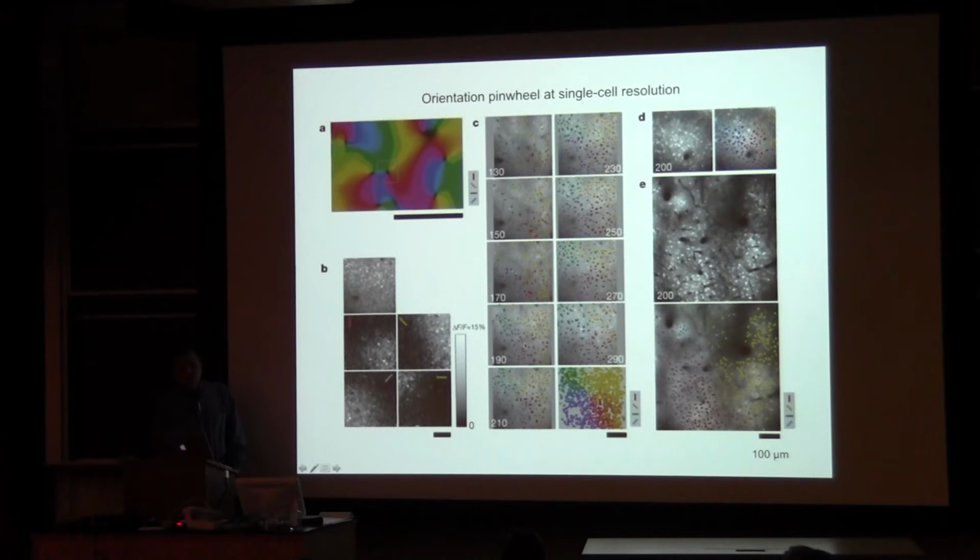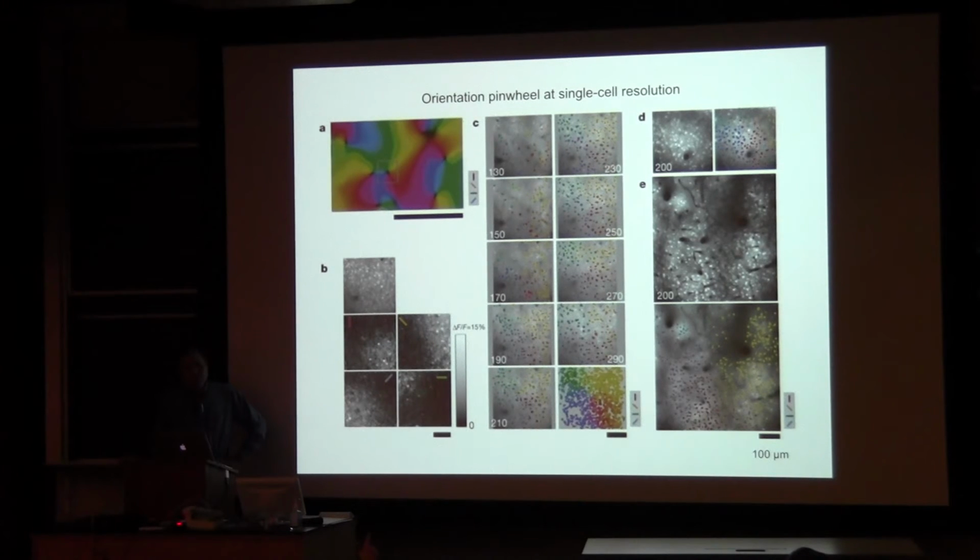So then you can see individual cells, and you can measure the same thing, a different orientation, for each cell. So now you can see the pinwheel over here on this kind of crude map. It's really equivalent to a single cell, really cellular resolution. So this just shows that the maps do exist, and the cells have different preferences.